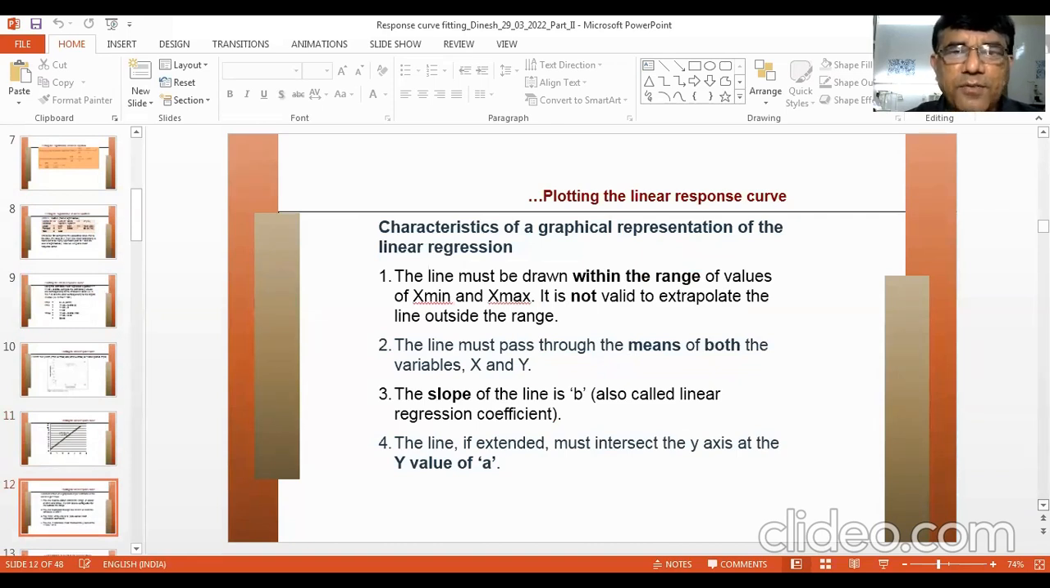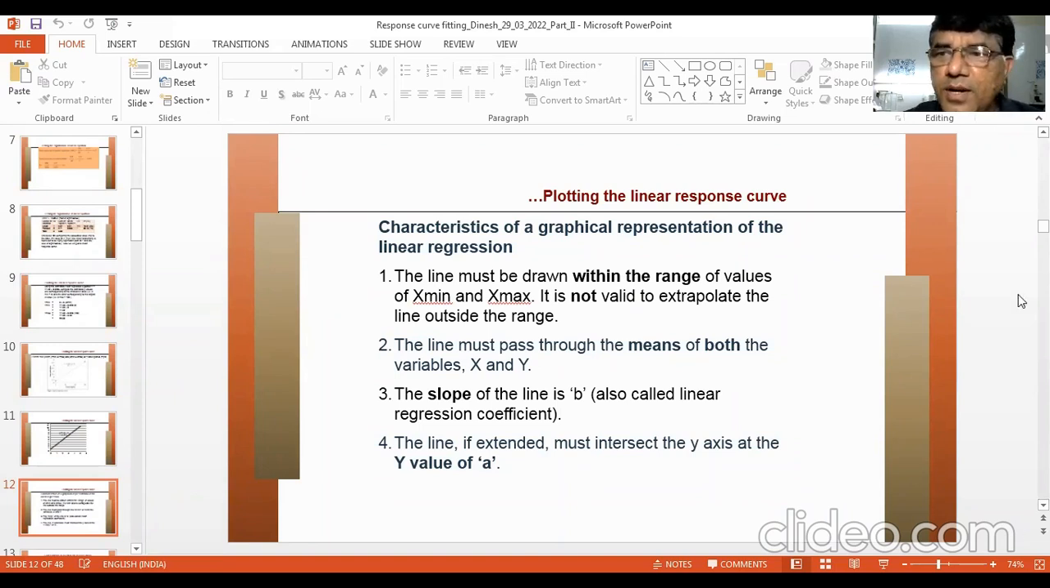So, characteristics of a graphical representation of the linear regression. What are the characteristics? You must remember these characteristics. Sometimes they come in your quiz exams. The line must be drawn within the range of values of x min and x max. It is not valid to extrapolate the line outside the range.